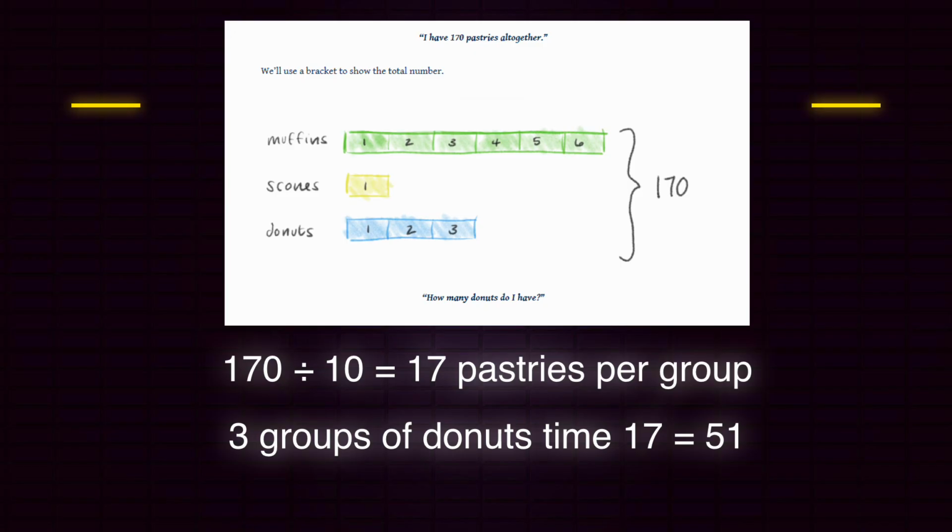The number of pastries is represented by 10 bars altogether. 6 plus 1 plus 3. So now we can take 170 pastries and divide it by 10 to find out the value of 1 bar. So 170 divided by 10 is 17 pastries per group or bar. So there are 17 scones, and there are 3 times 17 donuts, which is 51. We could also find out how many muffins there were by multiplying 6 times 17.